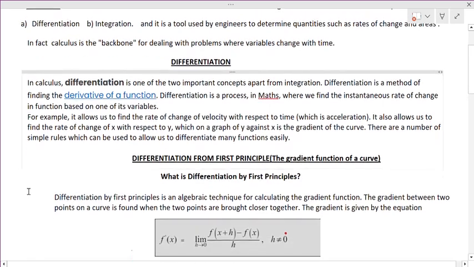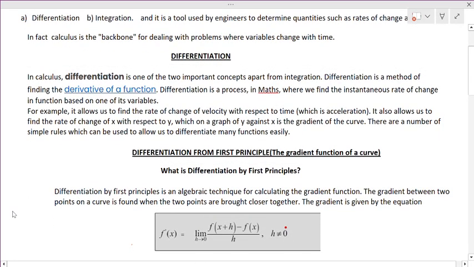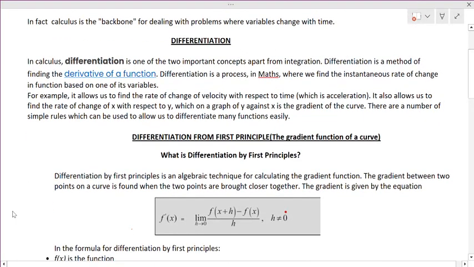So let's also look at differentiation, since we will dive much into differentiation. So we are saying in calculus, differentiation is one of the two important concepts apart from integration. As I said earlier, we have differentiation and integration. Differentiation is a method of finding the derivative of a function.